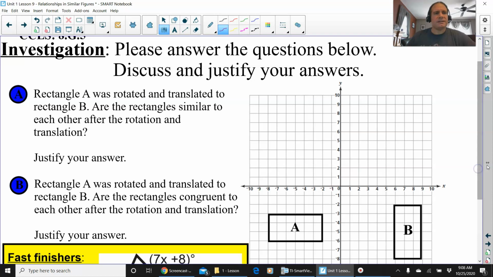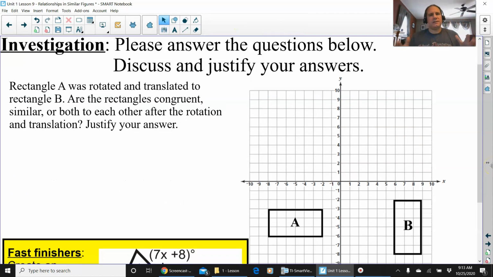All right, investigation, please answer the questions below to the best of your ability, and we'll see if we get through this. Go ahead and see if you can do A and B and justify your answer. Press pause and try the problems now. Okay, so I did change this problem a little bit because it was kind of redundant with the A and the B, so you could change it on your page as well.